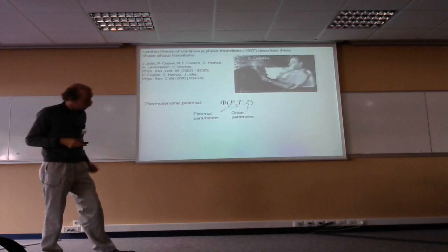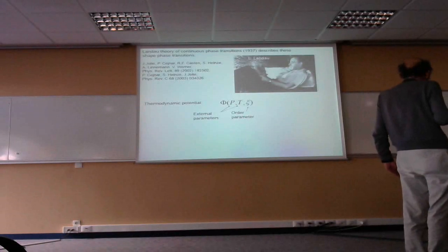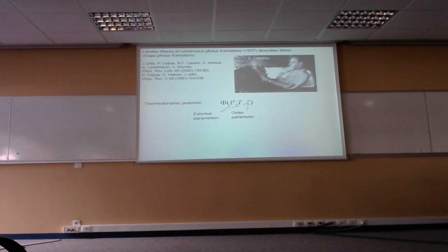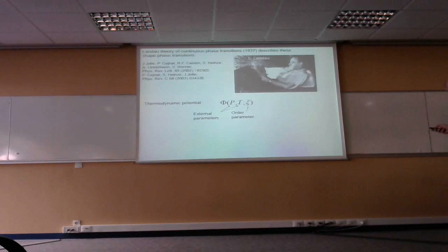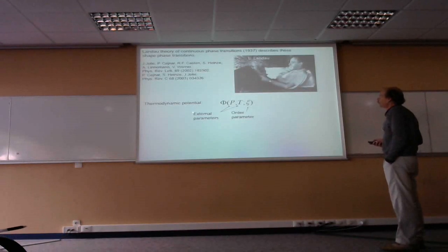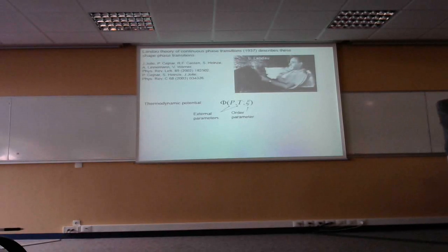Now, for solid state, Lev Landau, whom you probably know from Landau and Lifshitz, the physics books, described this kind of phase transition in 1937 in a general way. He started from a thermodynamical potential phi, which has external parameters like the pressure and the temperature that you can vary, and which has an order parameter, psi, which describes the structure, for instance the crystallographic structure.